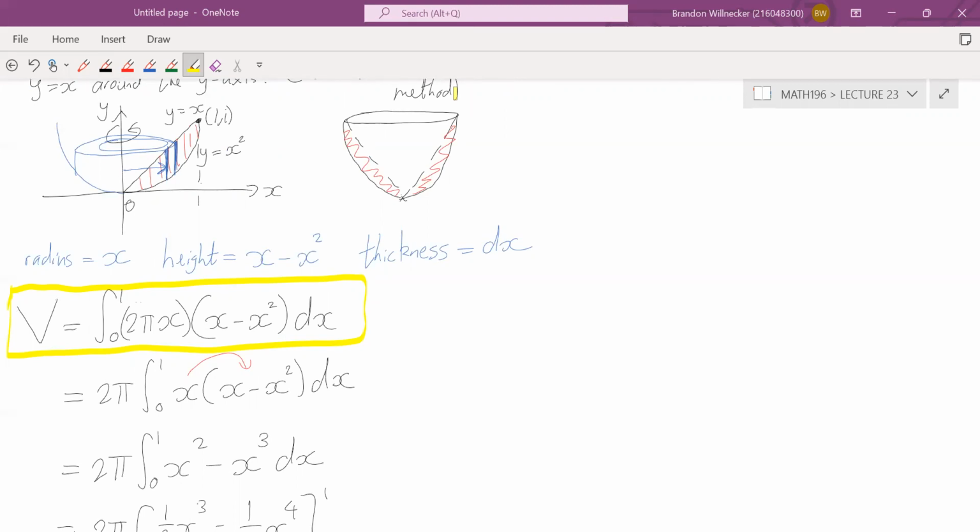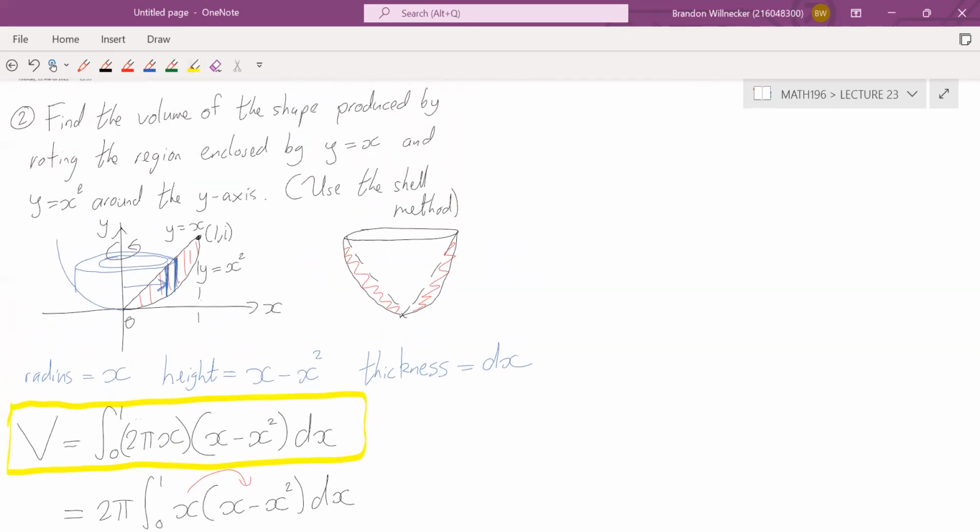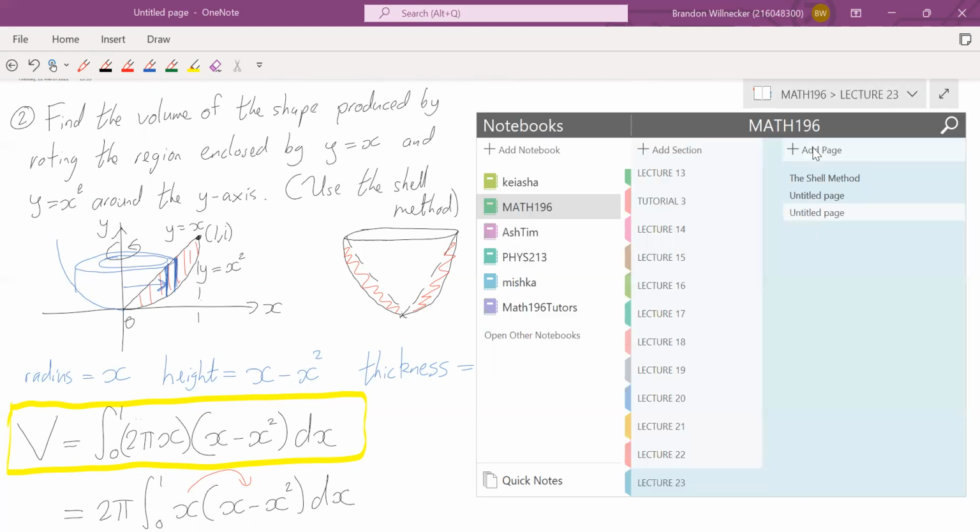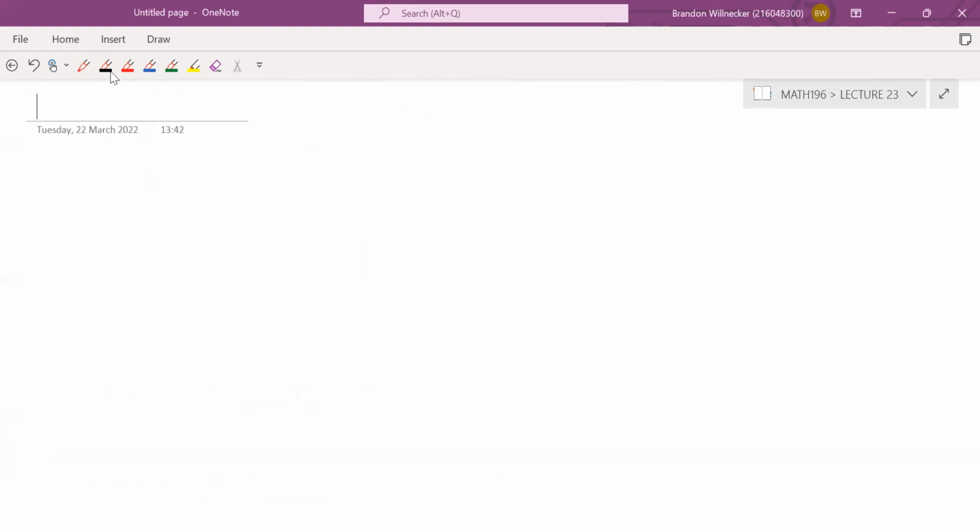Okay. Any questions about this one? Okay, no questions so far. Okay, we'll do one more example, this time with a shifted axis. Like we did with the disk method and the washer method. So what happens if I move the axis around? Okay, so last example, example 3.